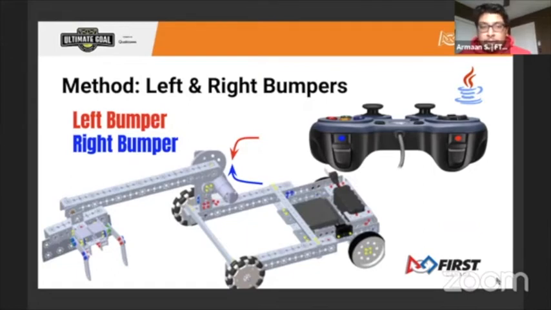So now that we've decided we want to use the left and right bumpers, we need to decide which one will move it up, which one will move it down. In my head, the right one should move it up, and the left one should move it down. It's shown to you in the diagram with the blue arrow pointing up and the red arrow pointing down. So that's what I want to achieve. That's what we're going to go about setting up now.